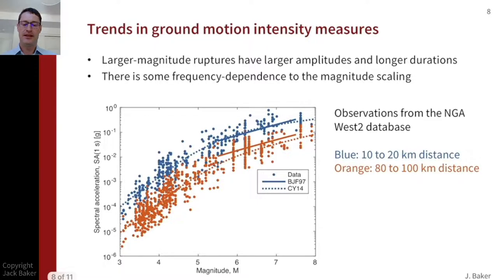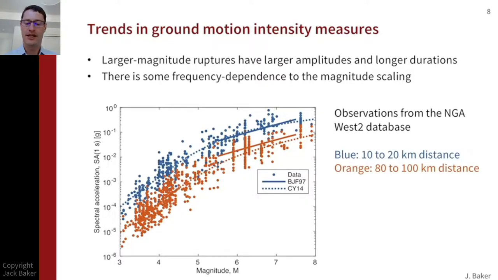So let me introduce this figure here. This is a plot of a bunch of observations plotted with dots. We have observations of earthquakes from varying magnitudes, and the magnitudes are plotted on the horizontal axis. The vertical axis, again, is 1 second spectral acceleration. So these are values measured from ground motion recordings.